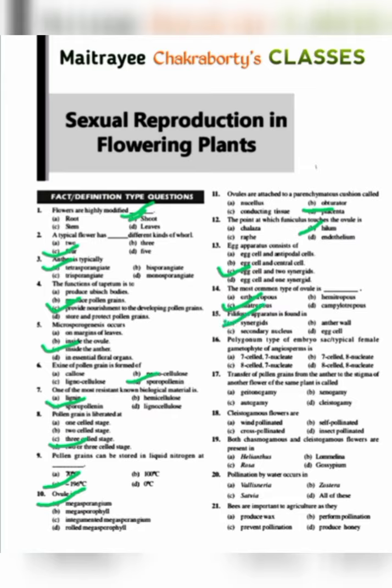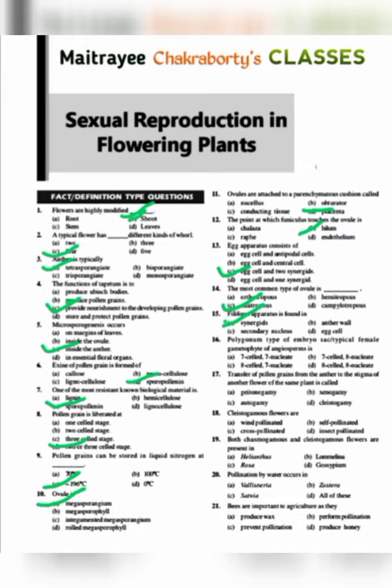16. Polygonum type of embryo sac, that is the typical female gametophyte of angiosperm, is A. 7-celled 7-nucleate, B. 7-celled 8-nucleate, C. 8-celled 7-nucleate, and D. 8-celled 8-nucleate. So what do we know about this one? I have already told you when I was teaching that autogamy and geitonogamy are types of self pollination. Geitonogamy is the fertilization of a flower by pollen from another flower on the same or a genetically identical plant. It occurs between bisexual flowers or unisexual flowers of the same plant, while autogamy is a kind of pollination in which pollen from the anthers of flowers is transferred to the stigma of the same flower.